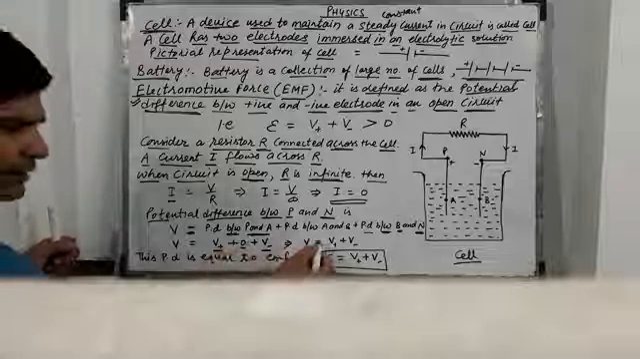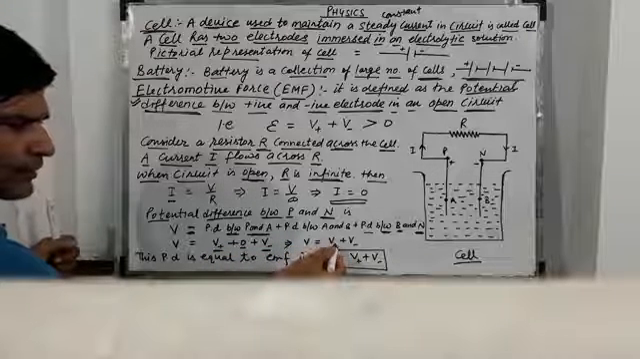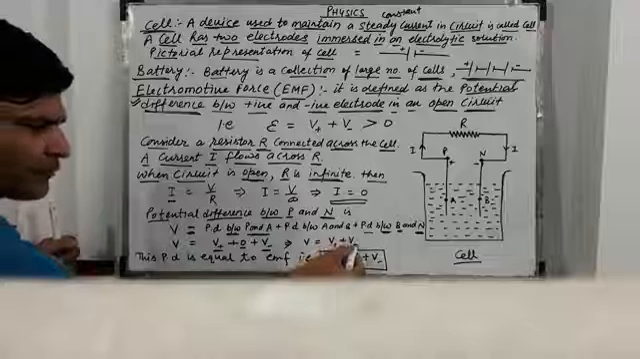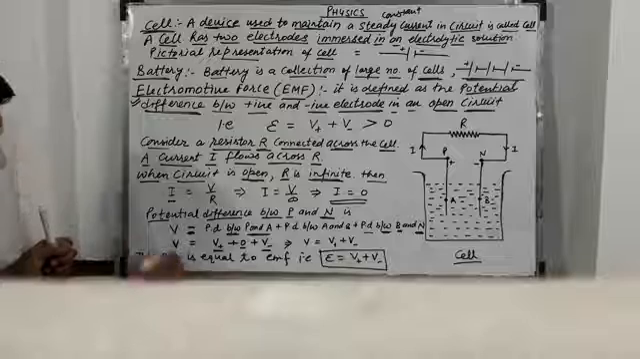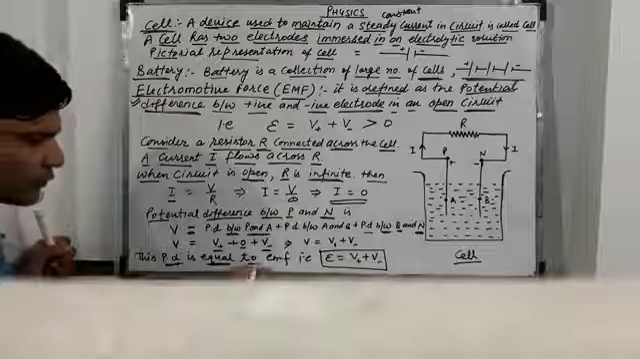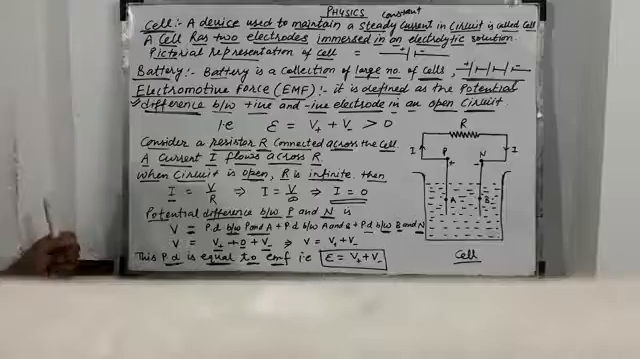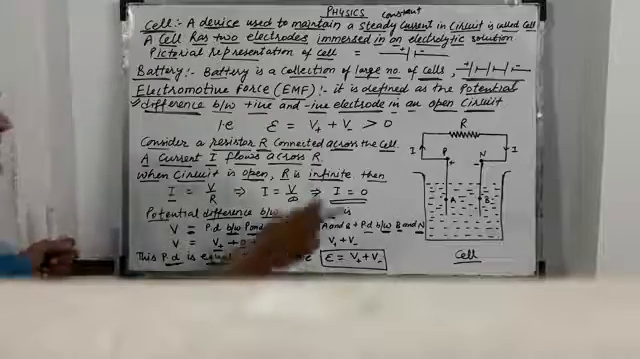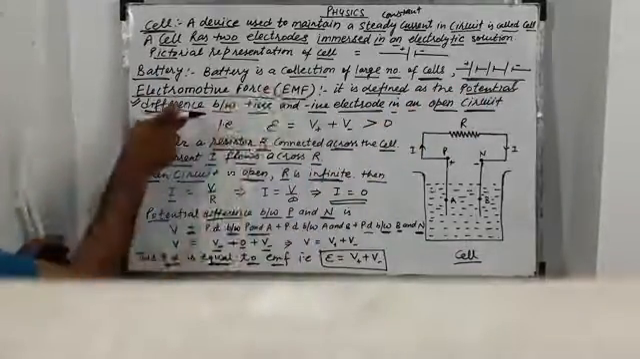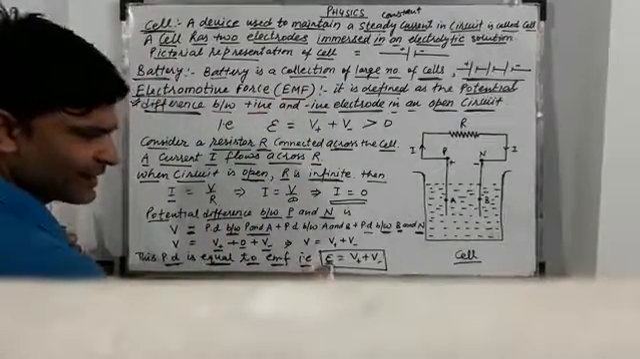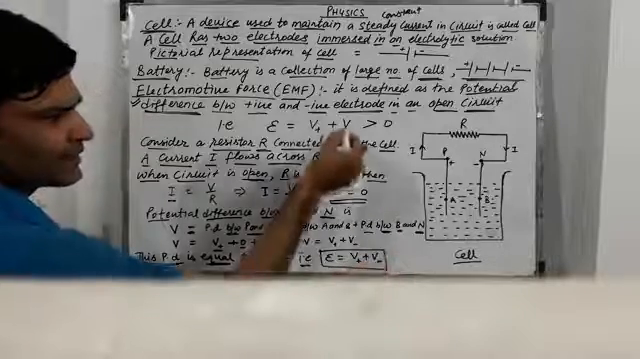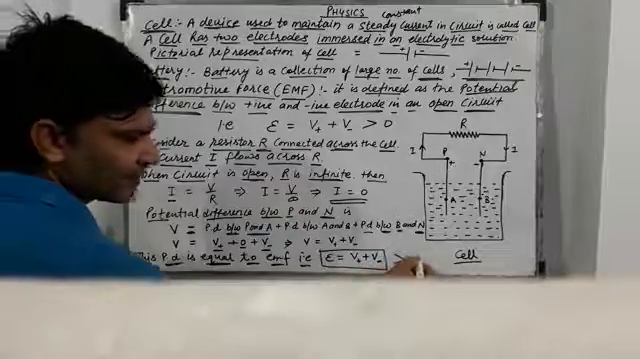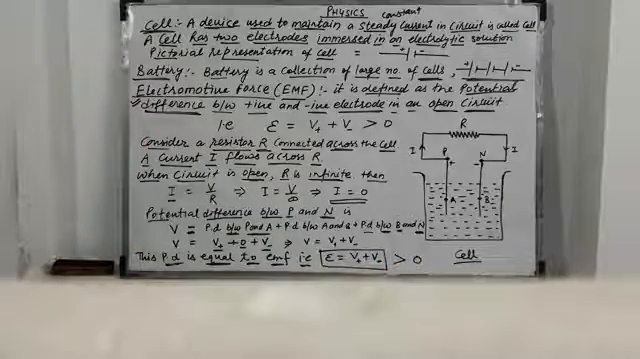So V is equal to V plus V minus, and this potential difference is equal to EMF. That is, E is equal to V plus V minus, and this is always greater than 0.